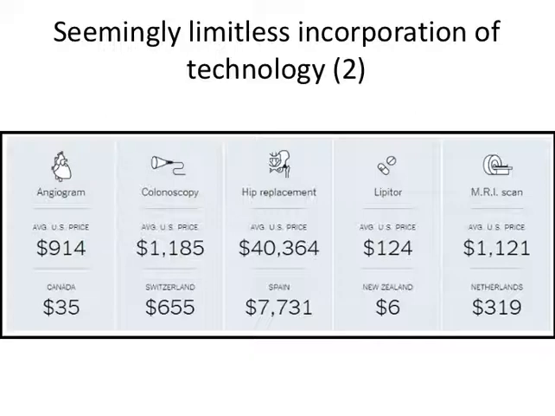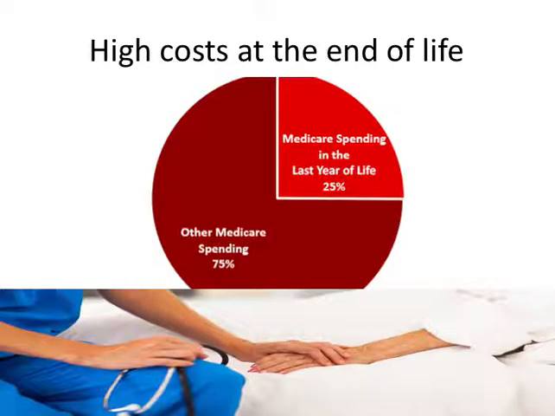Additionally, our average cost per intervention is significantly higher as well. Take, for example, angiography, $900 here and $35 in Canada. Hip replacements, $40,000 here and $7,000 in Spain.